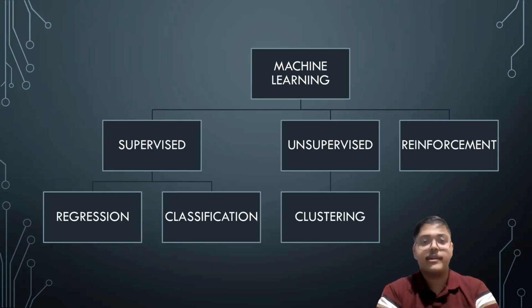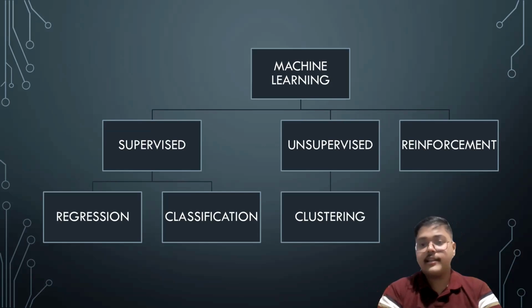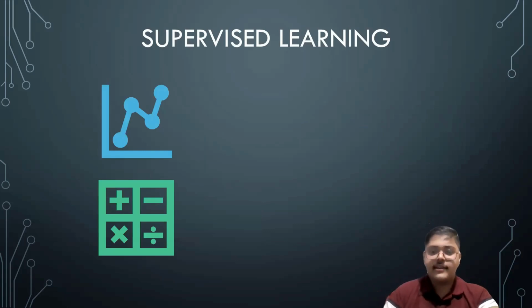Then comes the unsupervised, where the example is clustering. In unsupervised, you don't know what your exact output is. You just basically cluster or group everything based on some common features or factors. Okay, we'll discuss it. And then the third part is reinforcement. Okay, so let's move on and see what exactly supervised learning does.